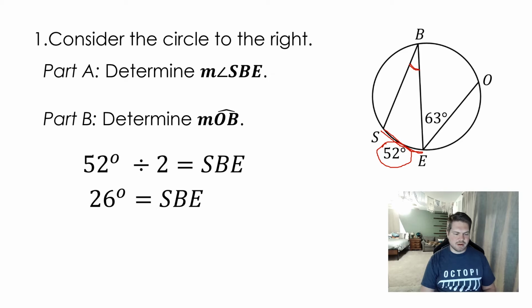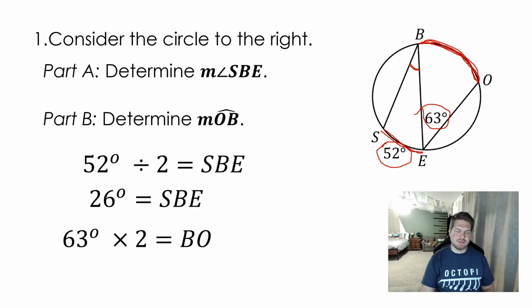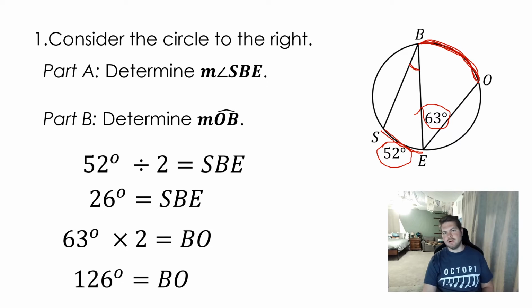All right, now we are going to look for angle OB, because there is no BO in geometry except for all the 9th graders. Just kidding. This time it's the opposite. We know the angle and we want to find the arc. So instead of dividing by 2, we are going to multiply 63 by 2. Once we do that, we get that arc OB, I should have put, is 126.